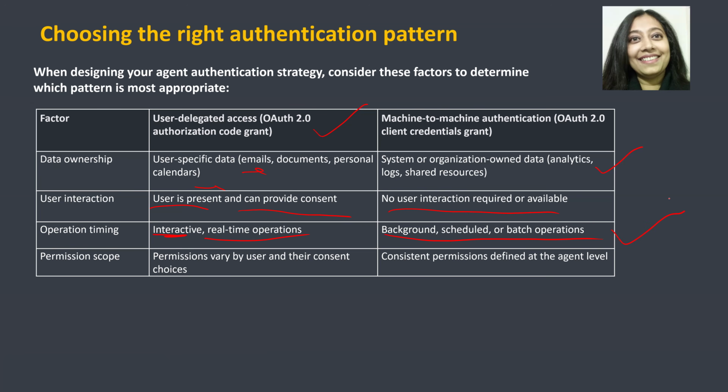And finally, since you're interacting with the user who can provide their response, and going forward, permissions can vary by user and their choices or their consent, in that case, of course, you don't have a choice. You have to use user delegated access. But when consent permissions are defined at an agent level, remember we just saw that, and not at a user level, that is when you have to use machine-to-machine. So hopefully this clears up when to use which pattern and under what scenarios or circumstances.